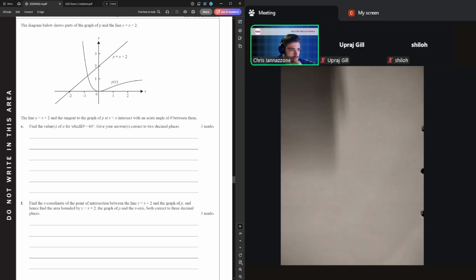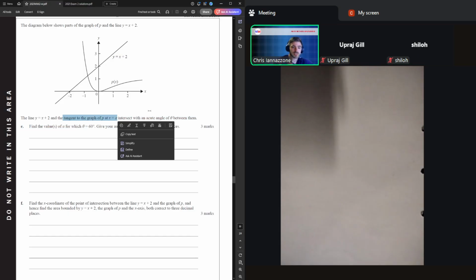A lot of trig going on, similar angles and such. You've got a linear and the tangent to p at x equals a. So, reminder of that, we've already figured out what the tangent of p is at x equals a. That was that full nasty equation.